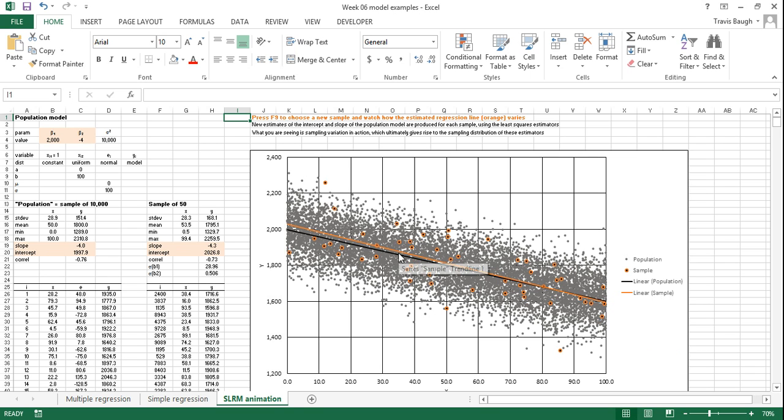Also shown on this diagram is an orange regression line, which is an estimate derived from a sample of 50 data points, which are these orange dots on the graph. And what you can see if you press F9 is Excel choosing a new sample and showing you the new regression line for that sample. So I'll do it a few times and watch how the orange line fluctuates around. In particular, look at how the estimate of the intercept changes.